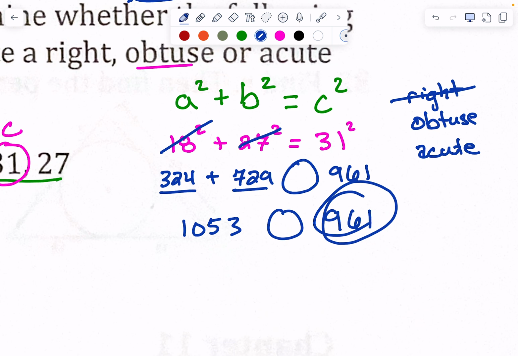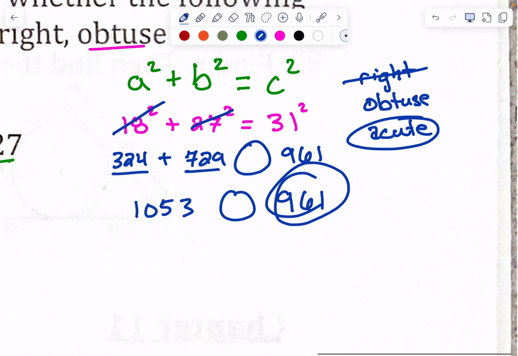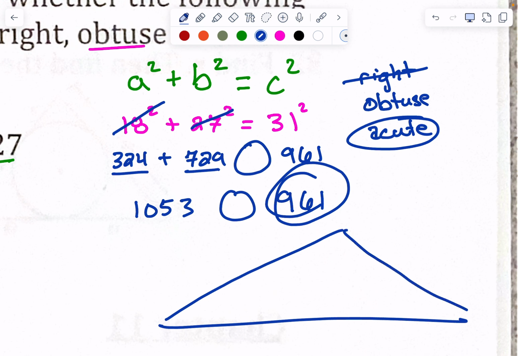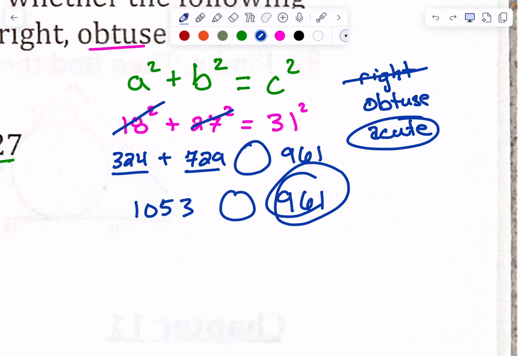So is it going to be obtuse or acute? Acute, because in an obtuse triangle, you have a really, really big side, right? My big side is still fairly small because it's smaller than the other two. So that's why it's acute. Got it?